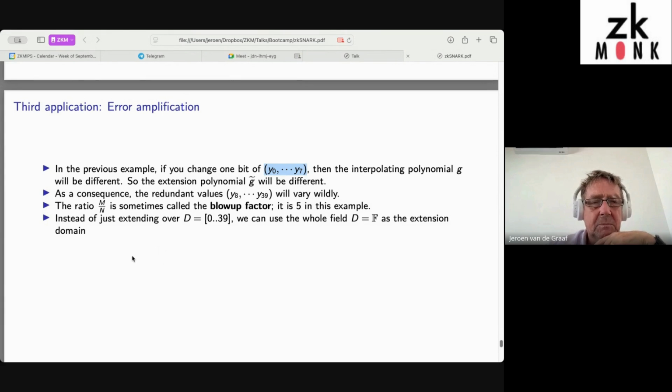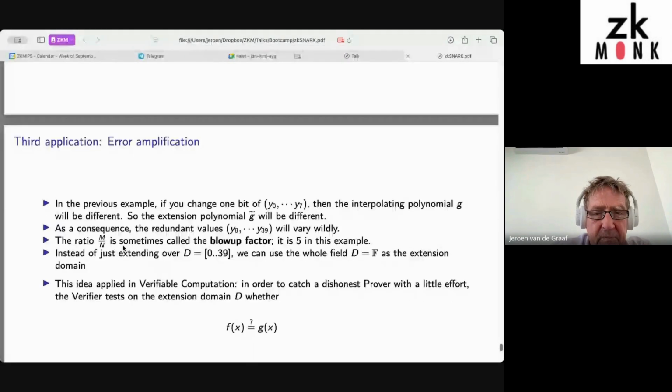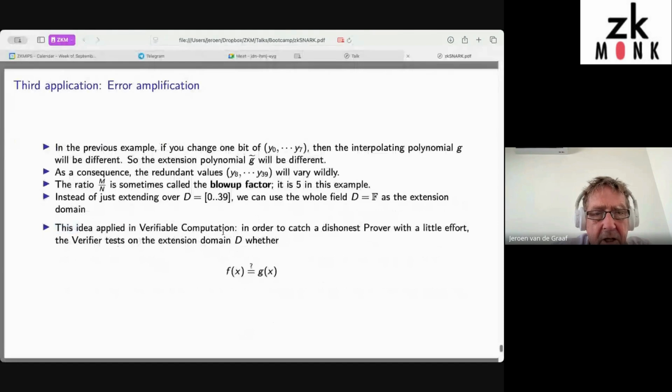And why is this interesting? Because this is a way to do verifiable computation. We can now use polynomials in the following sense. The prover, remember, is the guy who has all the computational power. So we can ask the prover to do this kind of computations, as it's explained here. In order to catch a dishonest prover with little effort, the verifier tests on the extension domain whether f of x equals g of x, as in the previous example.